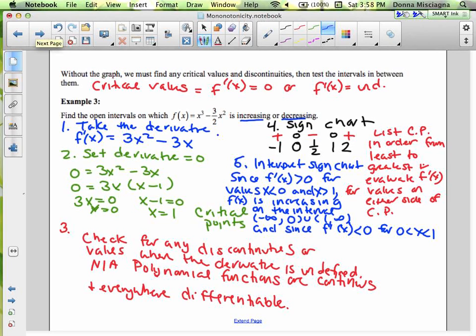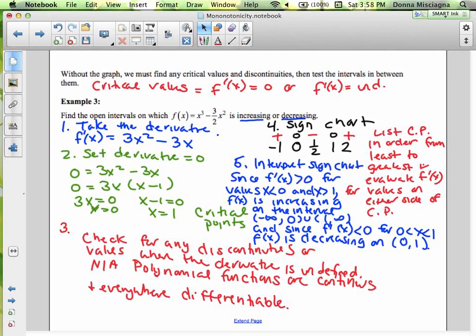So since f prime of x is less than 0, for x between 0 and 1, f of x is decreasing on, I'm going to leave the word interval off and just put 0 to 1. And there we go. All right, that's a complete answer.